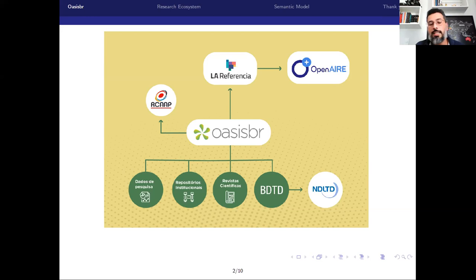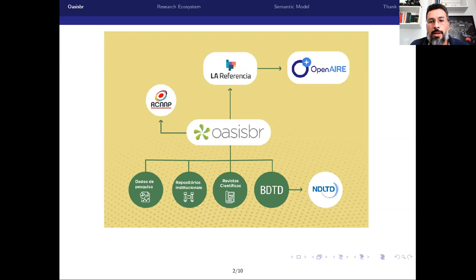For example, BDTD, our National Library of Theses and Dissertations, is harvested by the NDLTD, the Networked Digital Library of Theses and Dissertations. Also, we have a partnership with Portugal, where the equivalent system of Portugal, named RCAAP, harvests Oasis BR content, and we also harvest RCAAP content. So there is a kind of mirroring between these two systems.